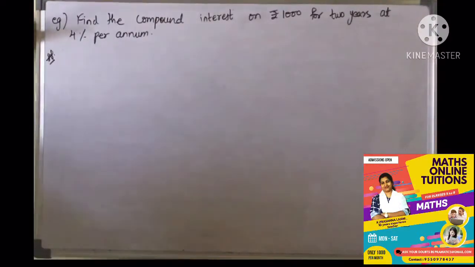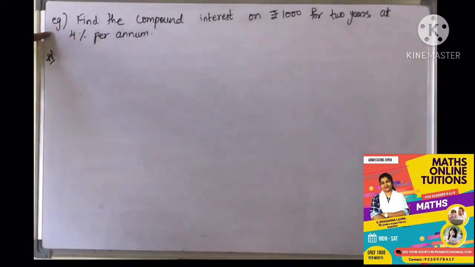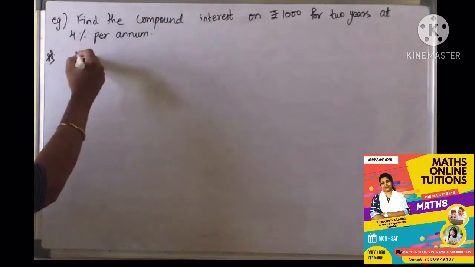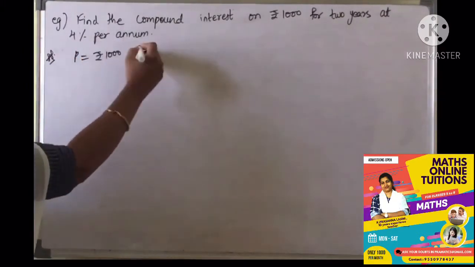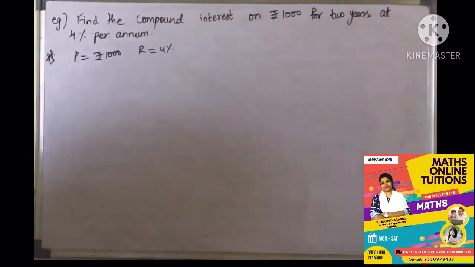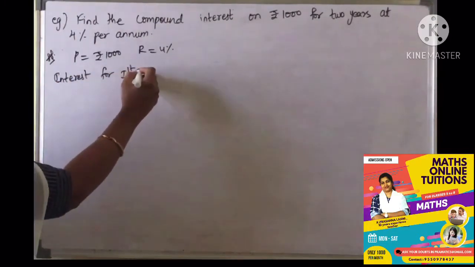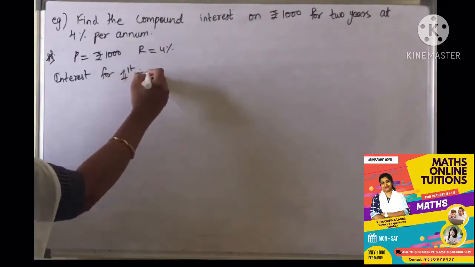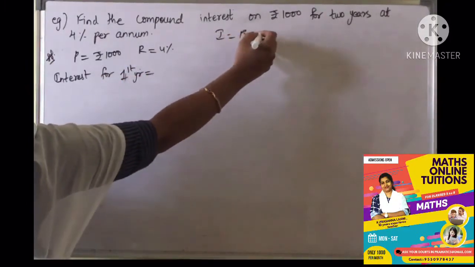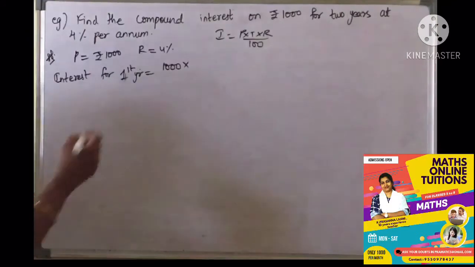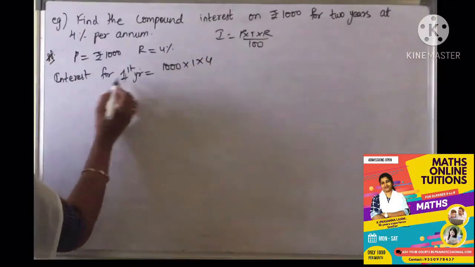Now we will solve an example based on compound interest, children. Here is the question. Find the compound interest on ₹1000 for 2 years at 4% per annum. Here, what is the principal? Principal is ₹1000, rate of interest is 4%, and time period is 2 years, and we need to find the compound interest. So first we will find the interest for the first year. You know the interest formula P into T into R by 100. Here P is 1000 and T is 1 year, as you are calculating interest for the first year.